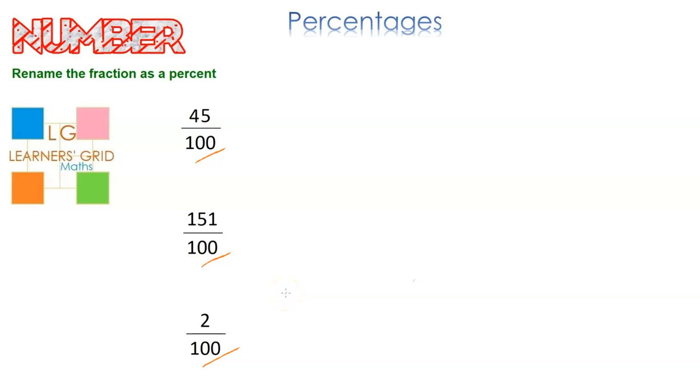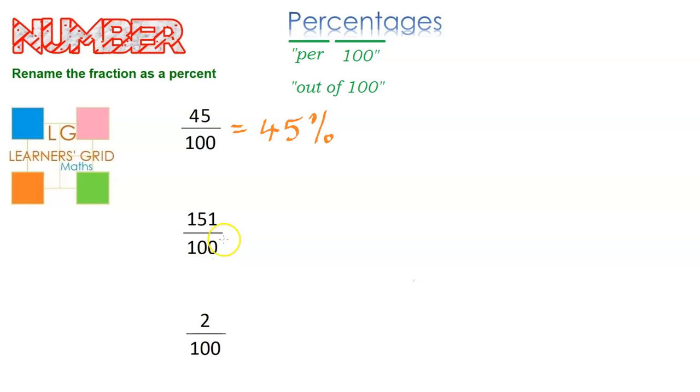And if we remember, percent, what does that mean? Well, it means per 100 or out of 100. So because these are already out of 100, these should be relatively simple to do. So if I take a look at the first one, 45 over 100, it's 45 out of 100. So that is the percent, 45%.